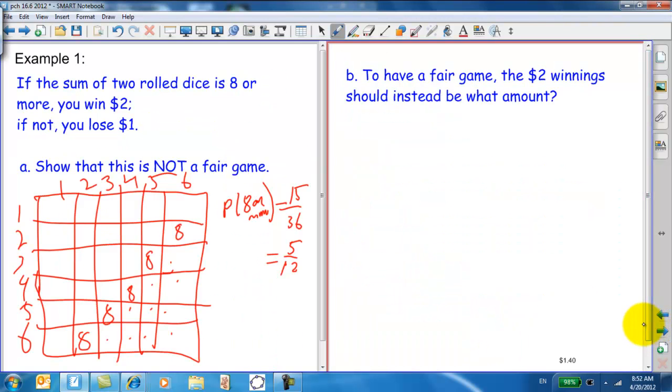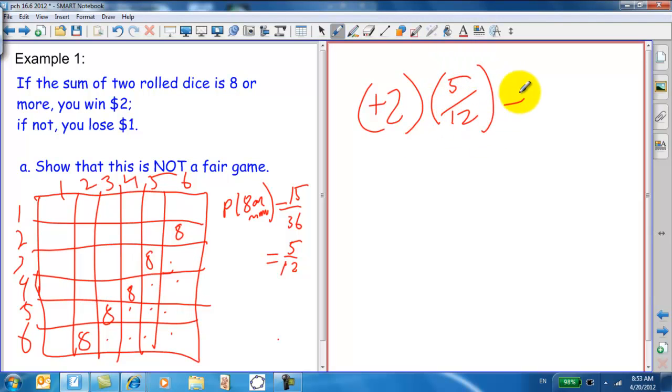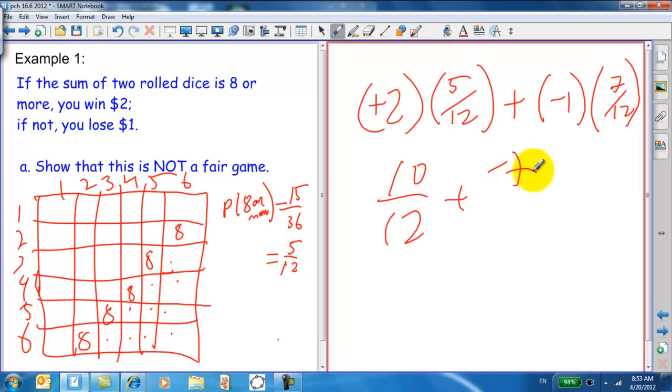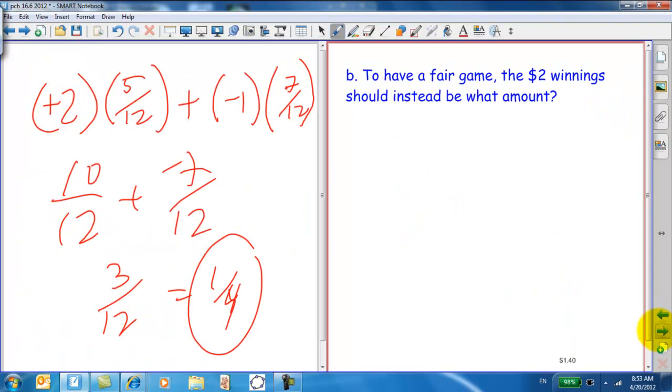Now, let's actually do the expected value. We have to take winning $2 times the probability of 8 or more, 5/12. Now, losing $1 times what's left. Well, the balance of 5/12 is 7/12. Everything else you lose $1. So you get 10/12 and negative 7/12 is 3/12 or a quarter. So on average, you're winning 25 cents a play here on this game. So it's not a fair game. It's good to you if you're the one rolling the dice, but for the person providing the money, it's not fair.